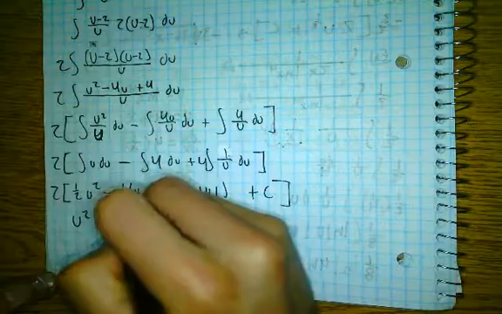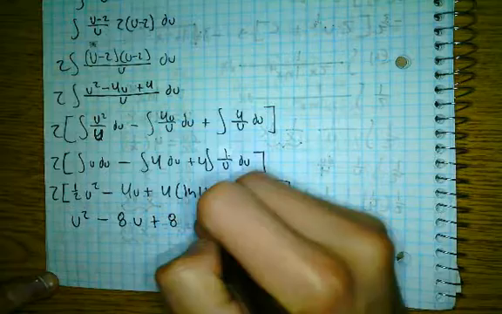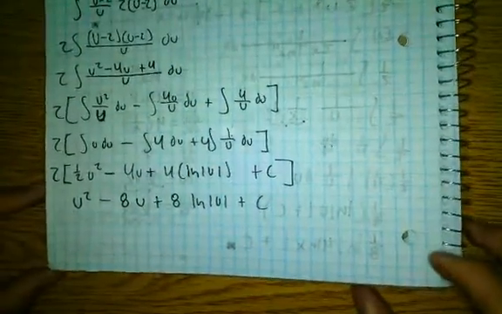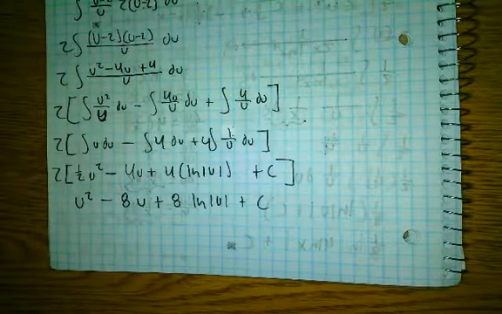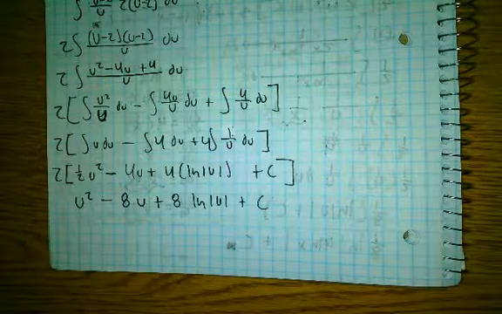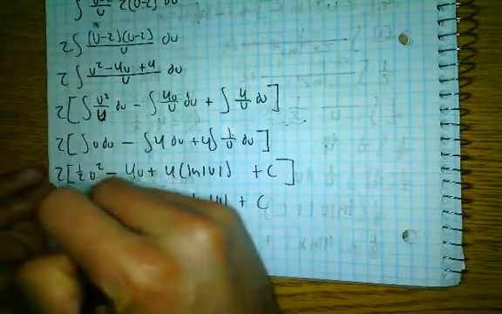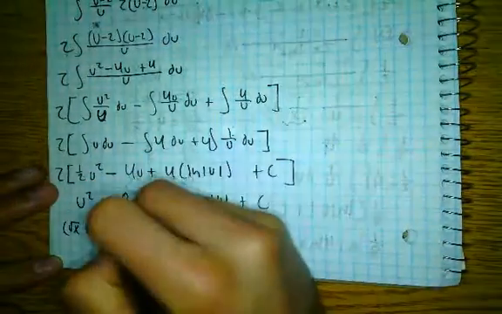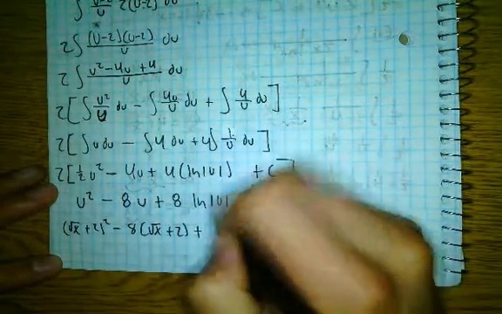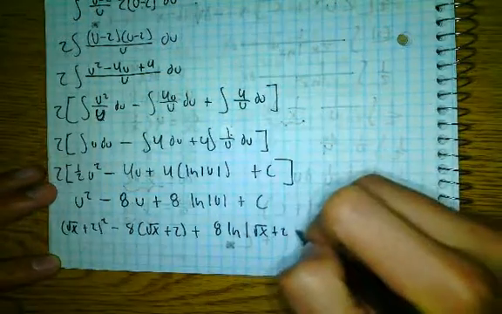Gross. We're done, but now you just got to go back to what was u. Square root of x plus 2, right? So then this becomes square root of x plus 2 squared minus 8 times square root of x plus 2 plus 8 natural log of square root of x plus 2 plus c. Right? Now, I'm going to be honest with you. If you get a problem like this on the AP exam, it's going to be a multiple choice, and I guarantee you that the answer is not going to be this one.